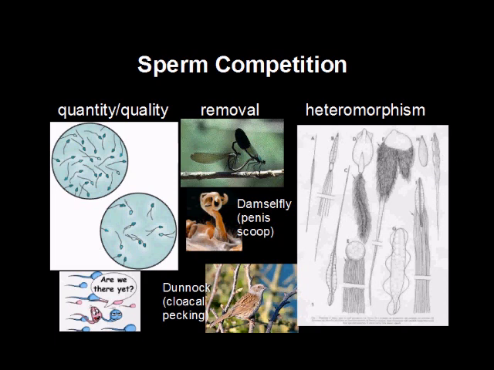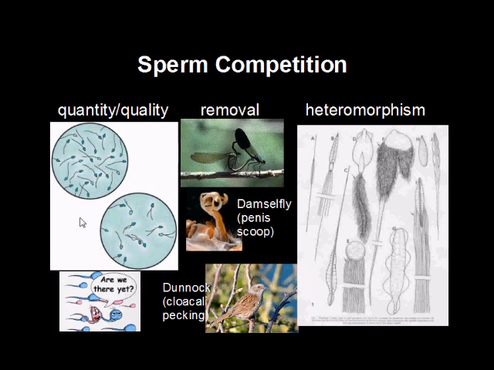Okay. So then you actually can have competition at the level of the sperm. So how does that work? Well, you can think about it, you've got all these sperm. So who wins? You can have an advantage in terms of quantity or quality of the sperm. If you have more sperm, you have better chances. If you have better quality sperm, you have better chances.